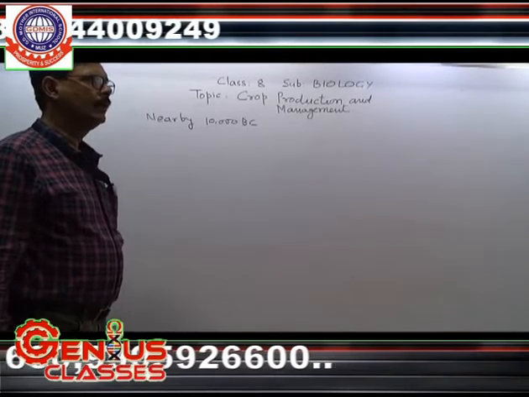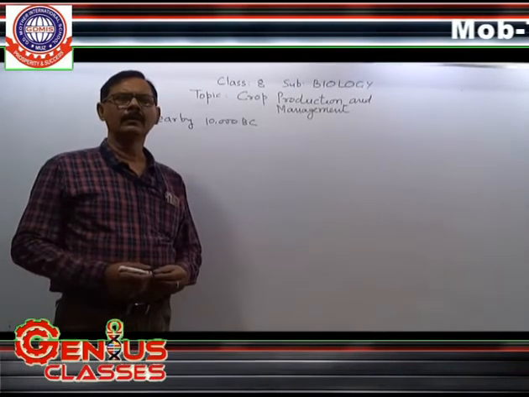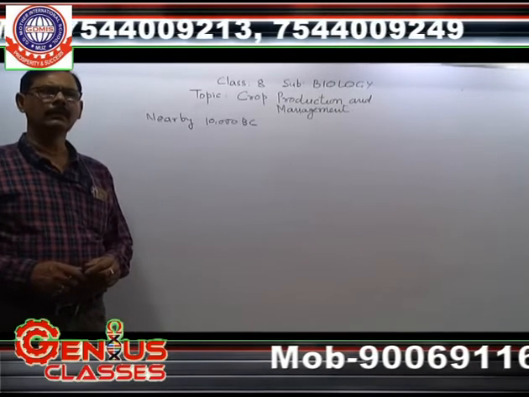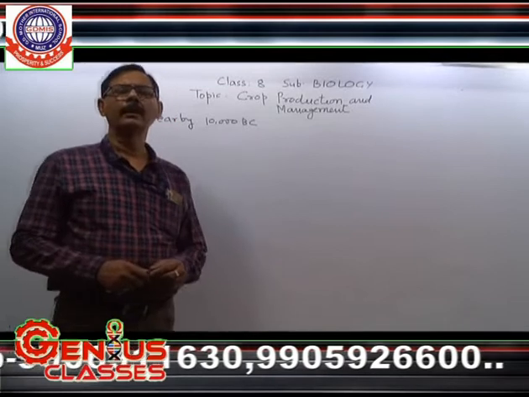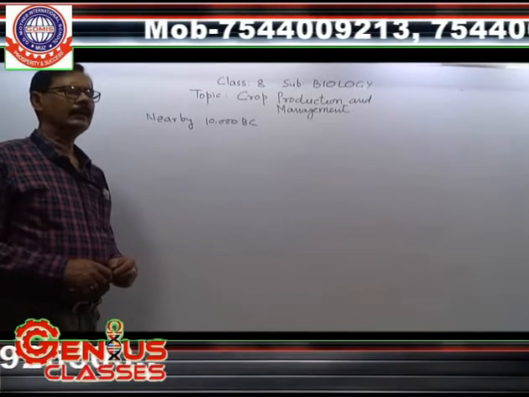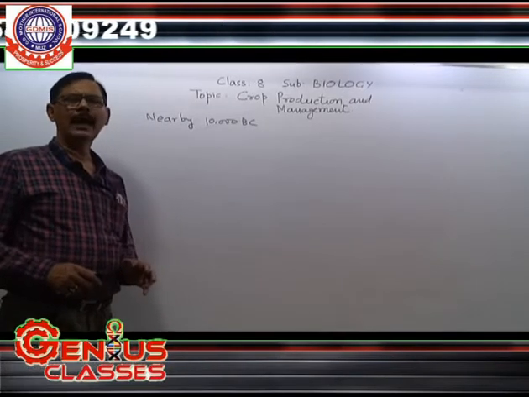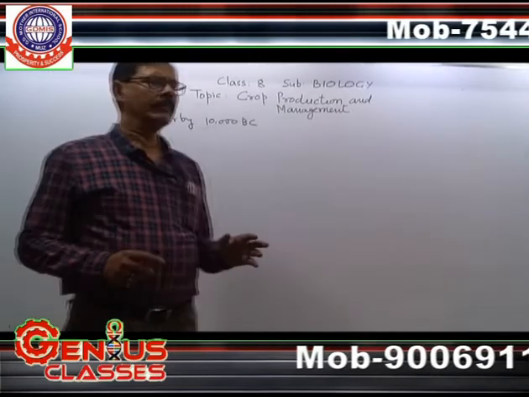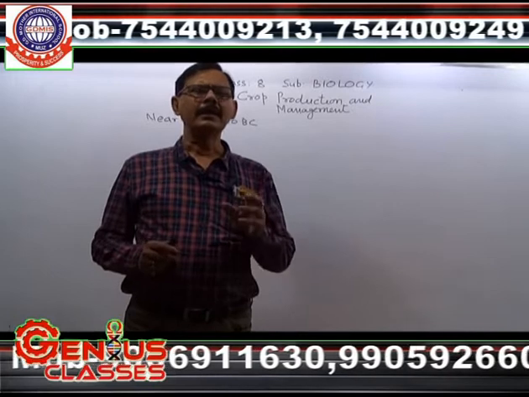Normally, what do plants require? Plants require air, plants require sunlight, plants require minerals so that they can grow properly and they give out the yield. So for which we have to carry out the crop production practices in a proper and very scientific manner.